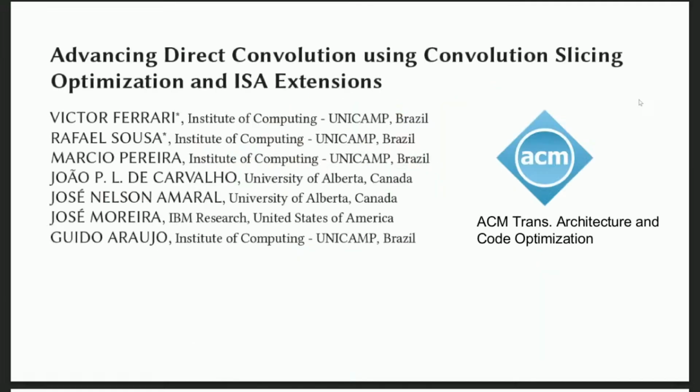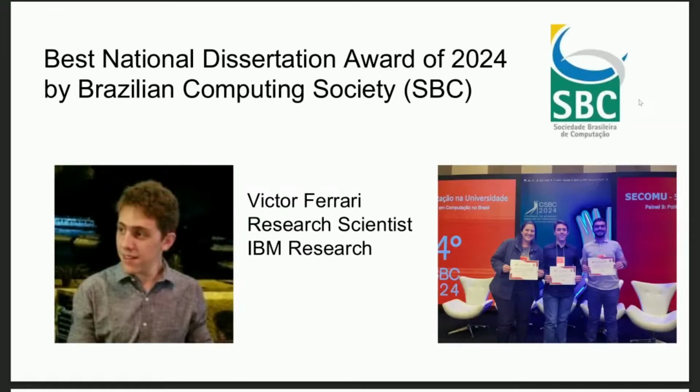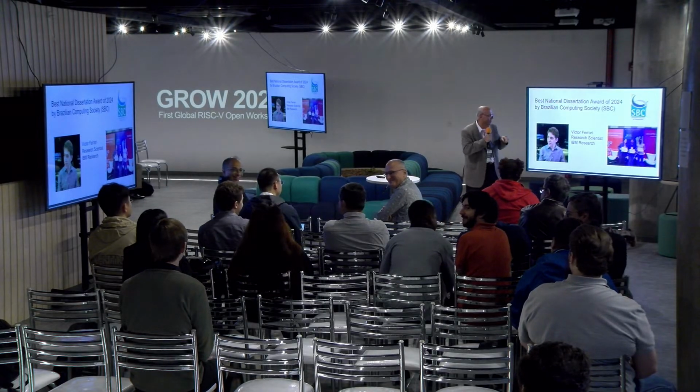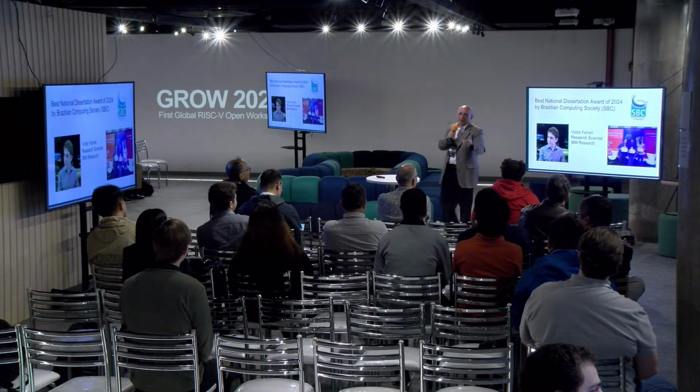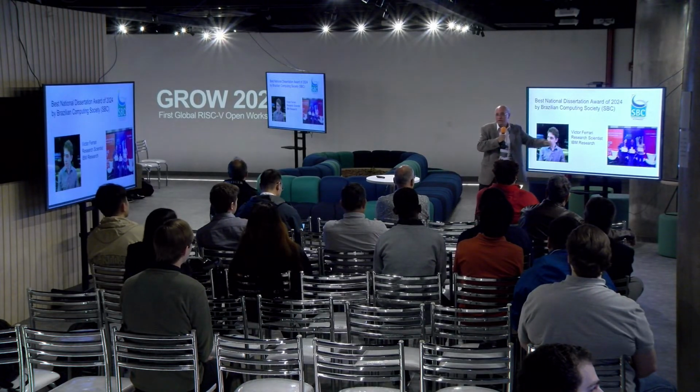This was published at ACM TACO some time ago. The first author is Victor Ferrari, who's here. It got contributions from folks from the University of Alberta, Professor Nelson, from Jose Moreira from IBM Research, and João Carvalho, who is now at AMD. He was doing an internship at Alberta in those days. He's my student. And interestingly enough, this result got the Best National Dissertation Award 2022 from the Brazilian Computing Society. Okay, and that's him. Raise your hand, Victor. That's the actual guy, receiving his award here. After that, he was hired by IBM Research, and he is a research scientist at IBM now.